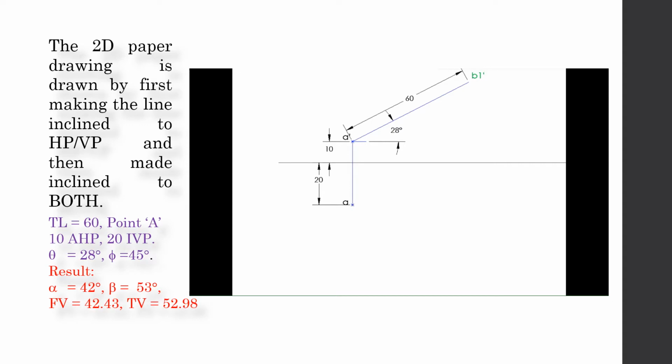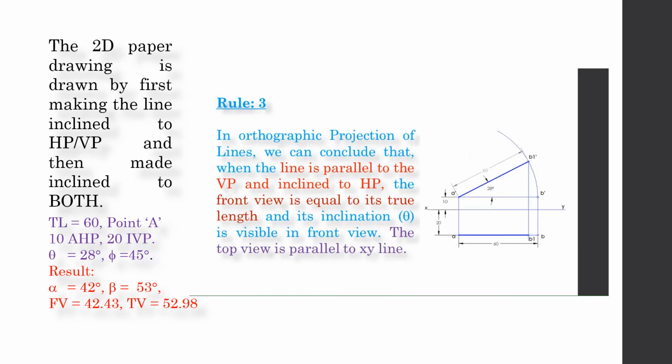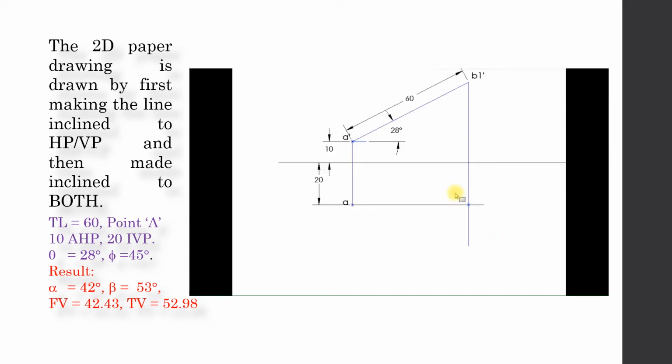That is rule number 3. B1 dash B1, because when the true length is available in the front view, the other view will be parallel to XY. With that rule, we can deduce a point B1. True length in the front view, top view will be parallel to XY.